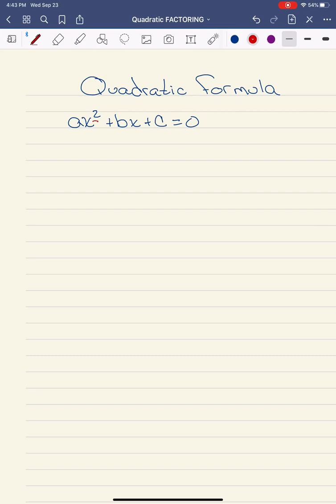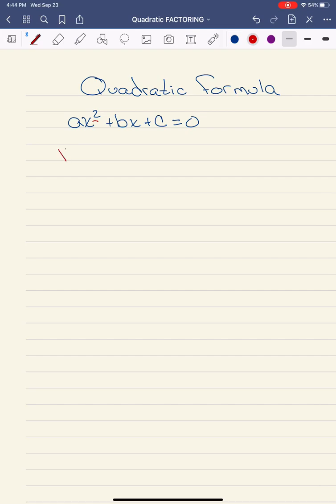Now, what you need to identify in every equation is specific variables. You need to be able to identify your a, your b, and your c. And they're just numbers. We're looking at the numerical coefficients of the quadratic. And what we're going to be doing is using those coefficients and plugging them into what's called the quadratic formula. So let's go ahead and look at the quadratic formula.